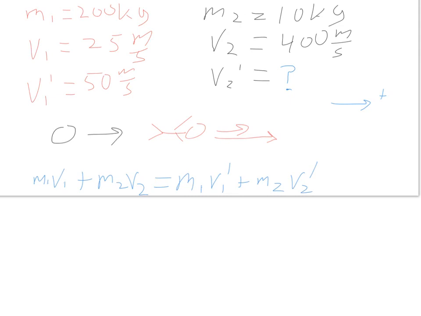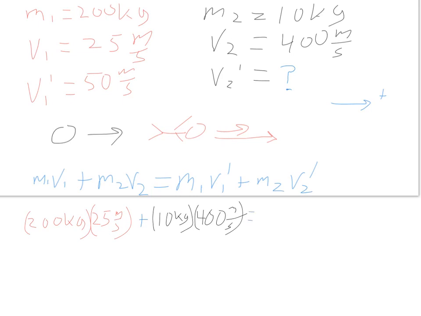Let's go ahead and sub in our given information. Radioactive man, 200 kilograms, flying along here at 25 meters per second. Then we've got the cannonball, which has a mass of 10 kilograms, going along at 400 meters per second. So those are before. I'm going to set that equal to the after.